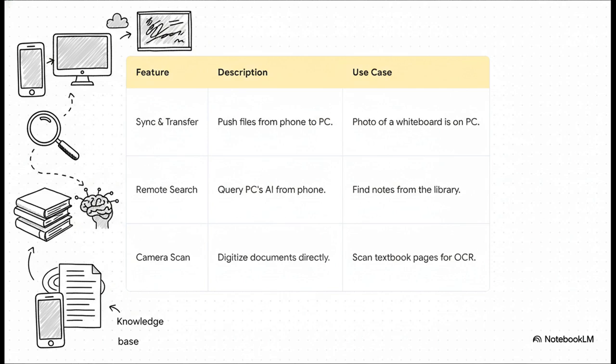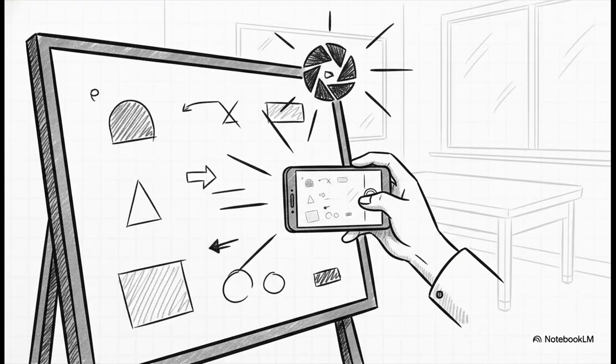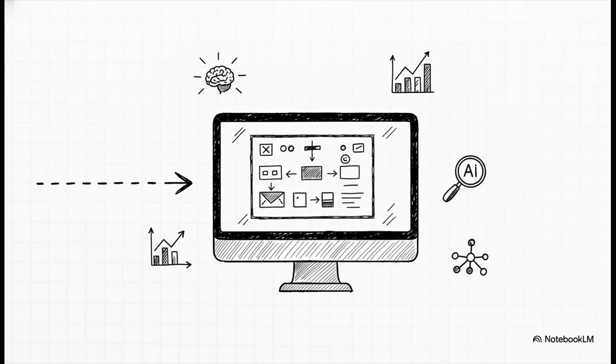Imagine snapping a photo of a whiteboard in class, and by the time you get home, it's already waiting on your PC. You can do remote searches, so you could be in the library and search your entire home computer's AI index for your notes. You can even use the phone's camera to instantly scan textbook pages right into your knowledge base. This whole thing creates this seamless workflow where you can capture any piece of information anywhere you are right in the moment and have it instantly available for deep, powerful analysis by the AI on your desktop. It really is the best of both worlds.